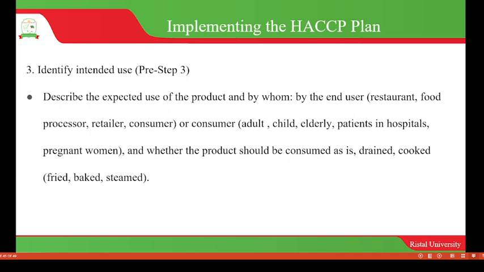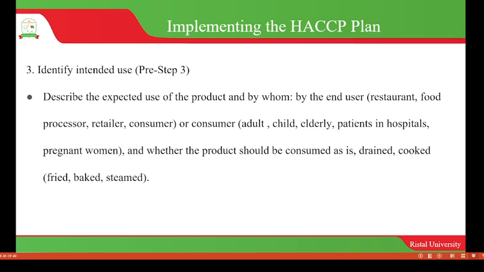The use of the product and who is going to use the product. Is the product going to be used by the end users, like in the restaurant, food processor, retailer, or consumers? And if it is going to be used by consumers, which category of individual? Is it going to be used by adults, children, the elderly, or patients in the hospital, or pregnant women? It has to be clearly specified so that people will know and it will help to guide them.